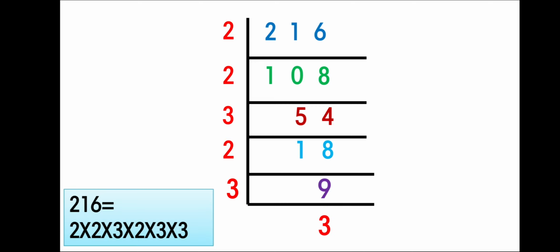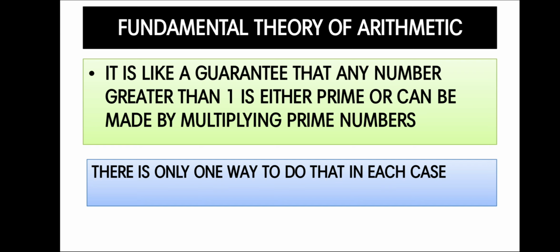So we have the factorization of 216 as 2 into 2 into 2 into 3 into 3 into 3. When we multiply them, we have to get 216 again. So 2 2s are 4, 4 3s are 12, 12 2s are 24, 24 3s are 72, again 72 3s are 216. Now let's see the fundamental theorem of arithmetic.